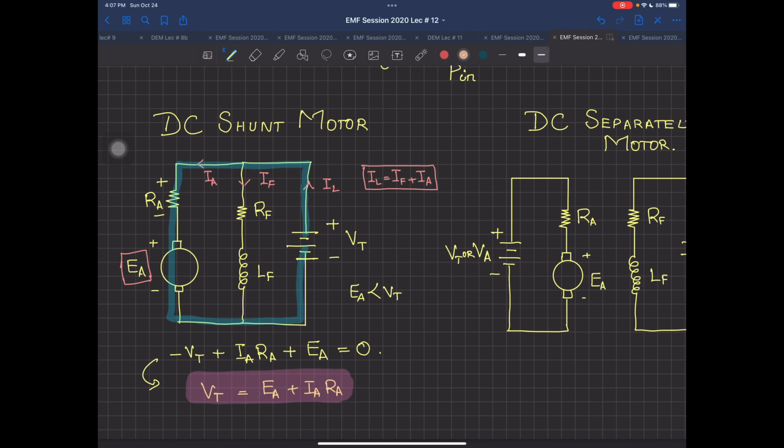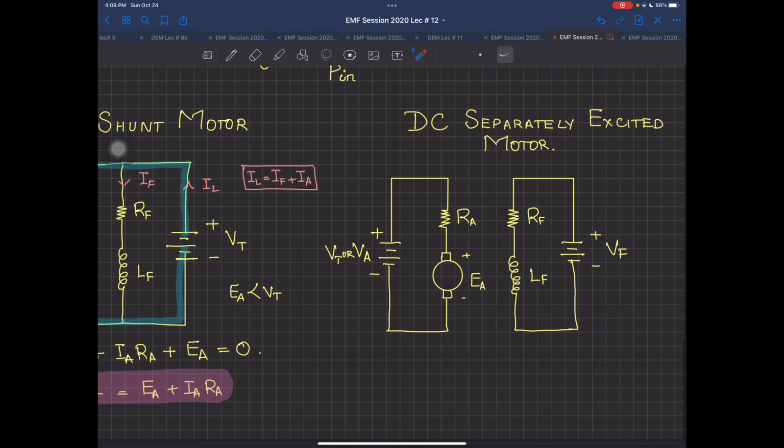Now, many of you can argue why we have not taken this central branch. Why? Because this current is very, very small compared to the current flowing in the armature. Certainly this branch current is going to be just 5 to 10% of the total load current. Why? Because this is an electromagnet.